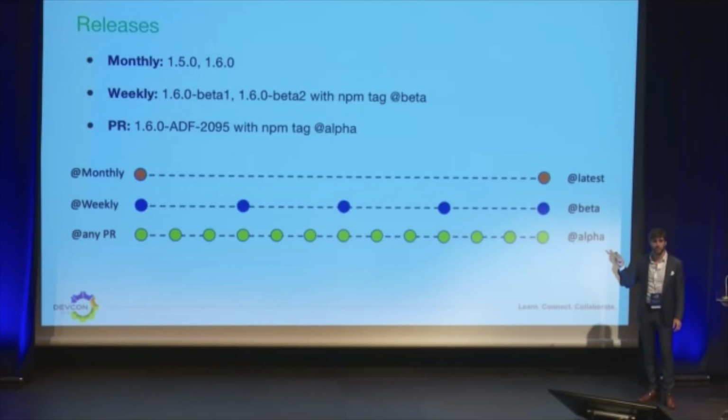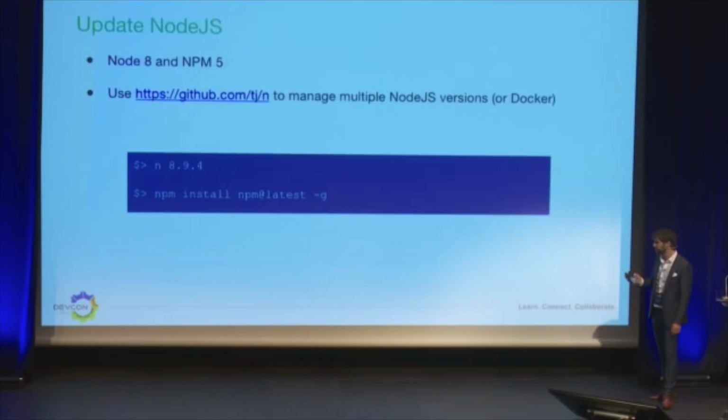You can recognize that from the beta tag in npm, and also from the version number that has a suffix in there. And there is also a PR release for every functionality that has been merged to master, which is recognized by the alpha tag and also a suffix in the version name. But the version number, basically, for the rest is just semantic versioning in this case.